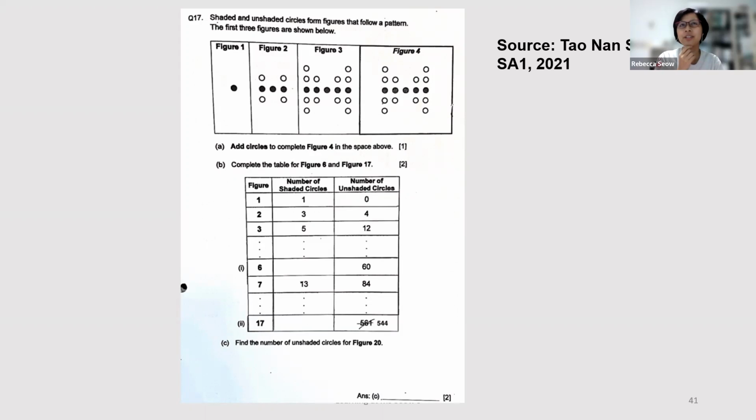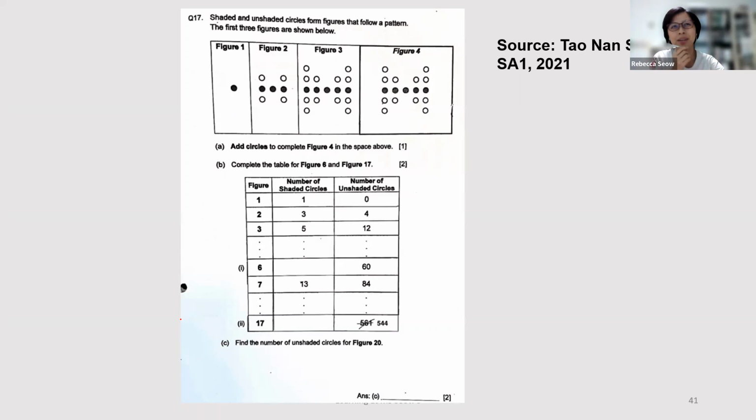Shaded and unshaded circles form figures that follow a pattern. The first three figures are shown below. So we see them over here. Figures 1, 2, 3, 4. Question A, add circles to complete figure 4 in the space above. B, complete the table for figure 6 and figure 17. C, find the number of unshaded circles for figure 20.